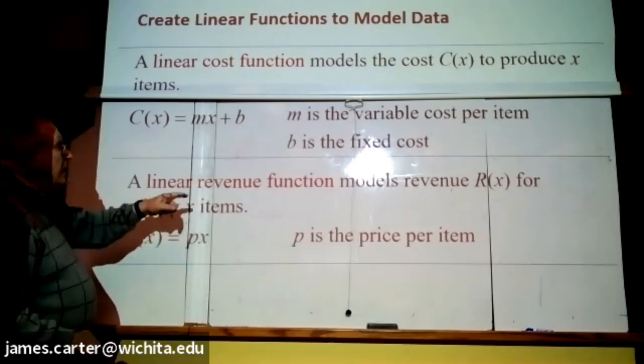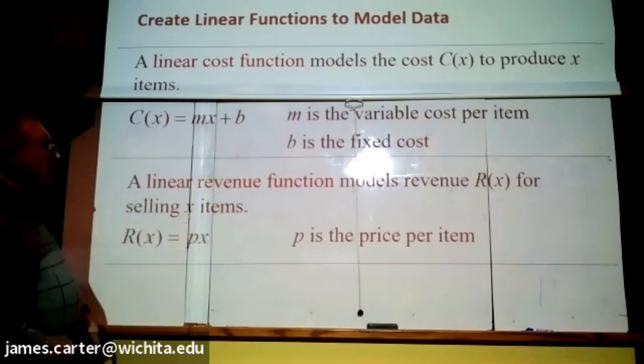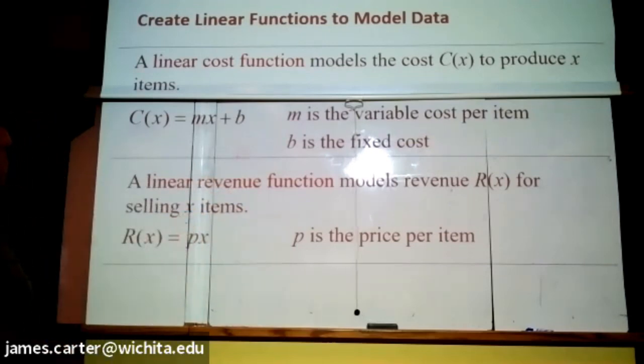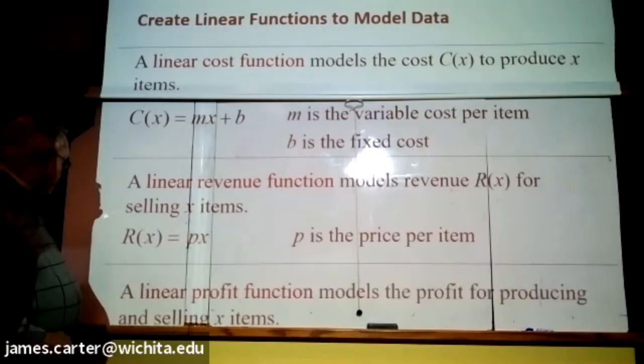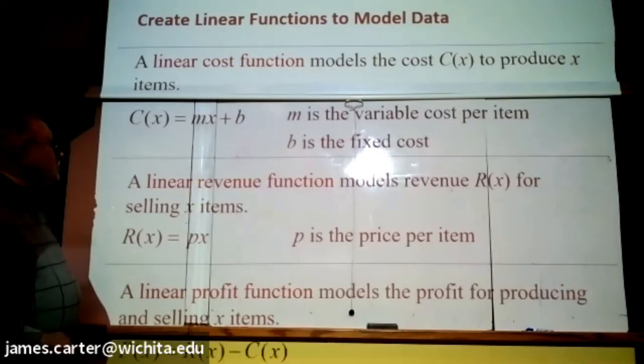This is the revenue, how much you make. Price per item. Okay, profit, on the other hand, is how much you sell it for.